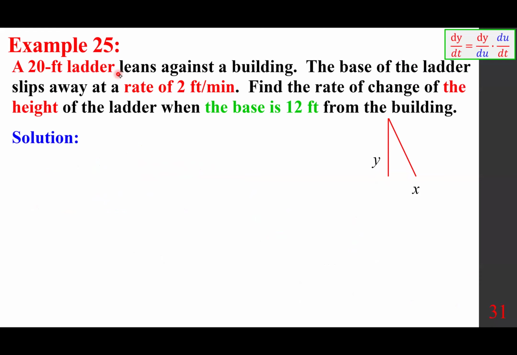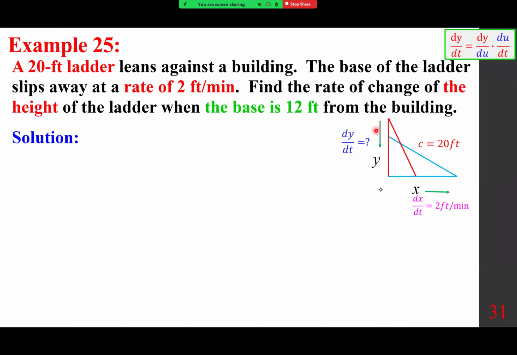In applications, you must draw the settings so you can define your variables. So this is moving this way, creating this right triangle. This is moving down, and the ladder is fixed at 20 feet. That's the length of the ladder. As it moves this way, it creates a speed or rate of dx/dt equals 2 feet per minute. As it goes down, it creates the speed or rate of dy/dt that is missing. And so we know that dx/dt is 2 feet per minute.